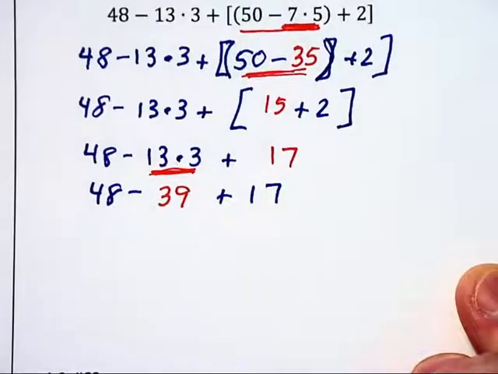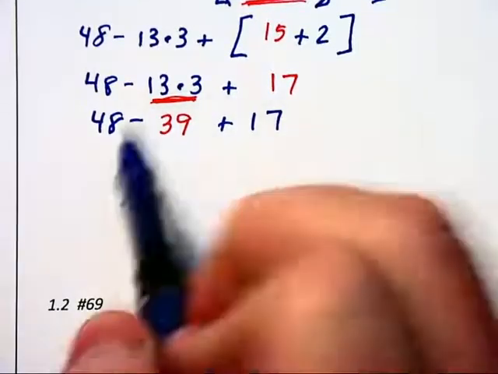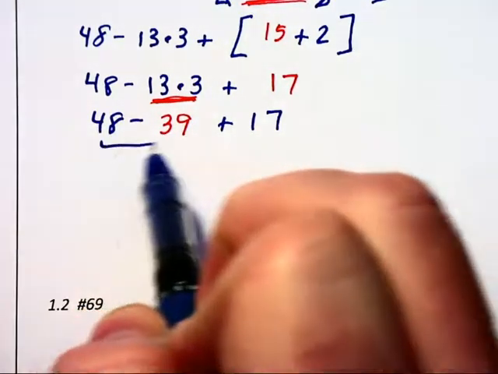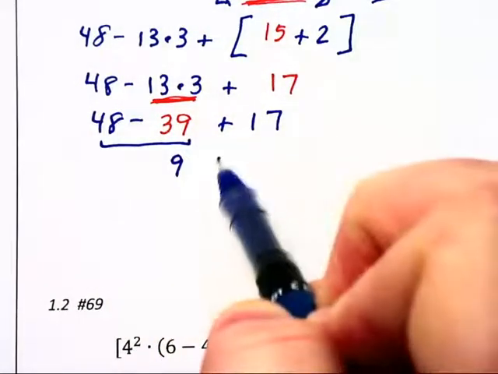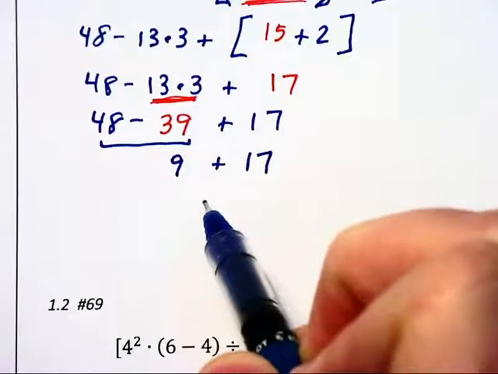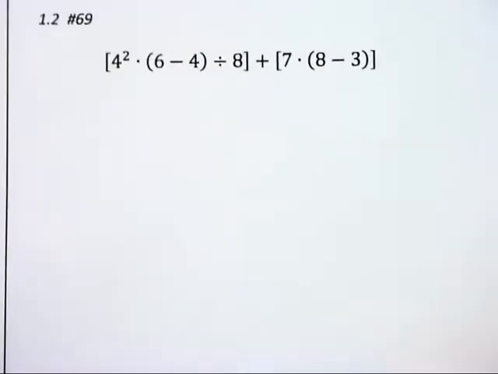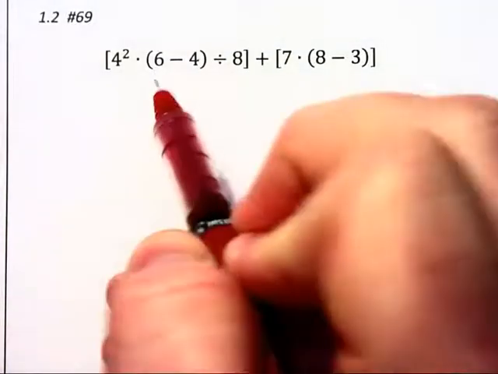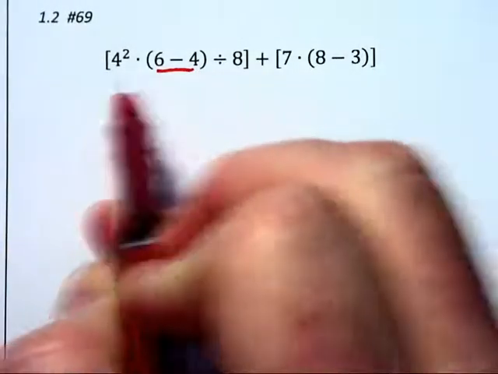And since addition and subtraction are equally important, we will begin from the left and work our way over to the right. Subtracting 48 minus 39, we get 9, plus the 17, which we bring down, which gives us an answer of 26. Let's move on to this next problem. Again, we have nested parentheses. At the left, we're going to do the 6 minus 4 inside that parentheses.